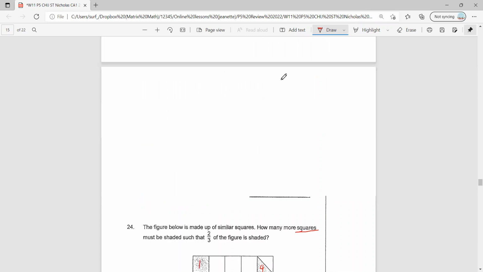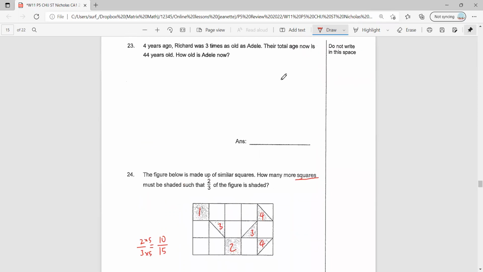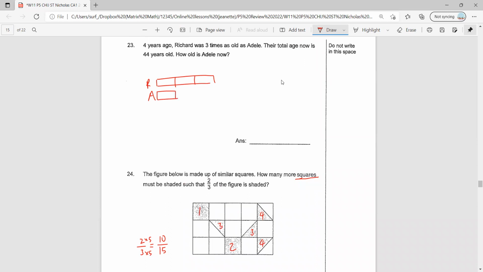Okay. 23. 4 years ago, Richard was 3 times as old as Adele. Their total age now is 44. How old is Adele now? Okay, 4 years ago, Richard is 3 times. Okay, this is 4 years ago. What is their total age now? 44, correct? How do I get from 4 years ago to now? I will have to add 4, right? Add 4 to both of them.